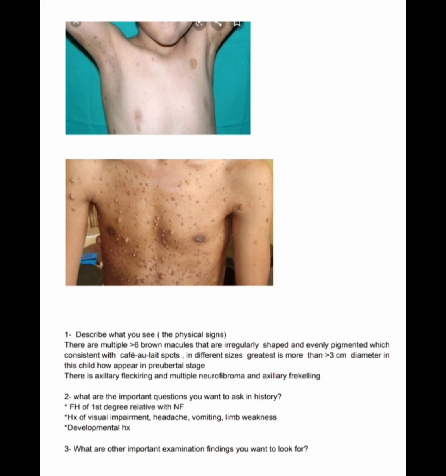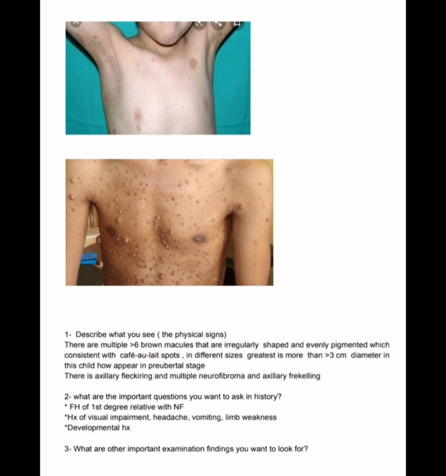Look at the image again. We are seeing in this patient café-au-lait spots. Below this image we are seeing some neurofibromas, and on the axilla we are also seeing some axillary freckling. Now, how can we describe this? Describe what you see. I can see there are multiple, more than 6, brown macules that are irregularly shaped and evenly pigmented, which is consistent with café-au-lait spots, in different sizes, the greatest more than 3 cm in diameter, in this child who appears prepubertal. There is axillary freckling and multiple neurofibromas.